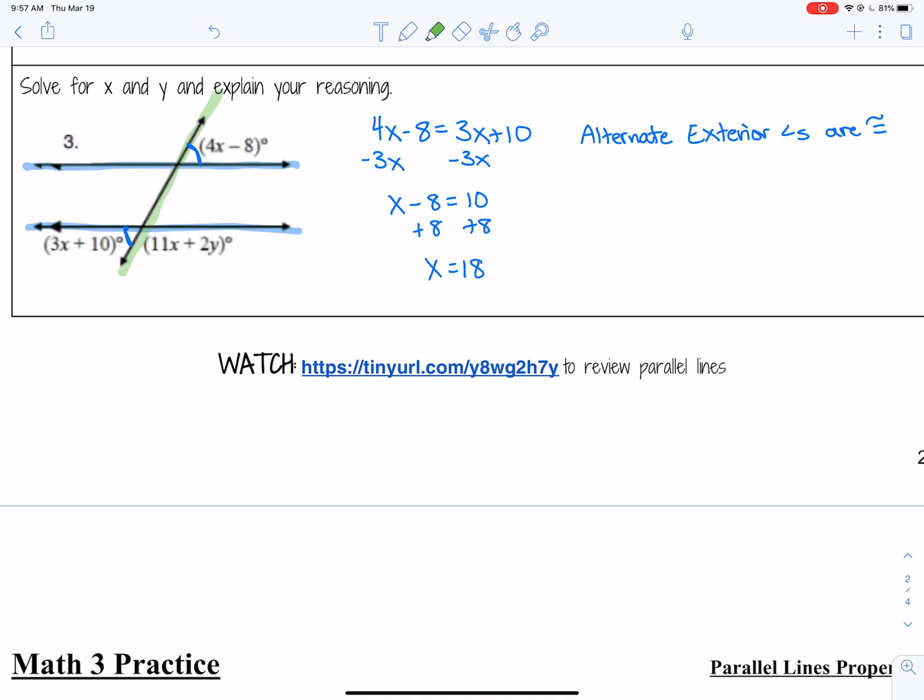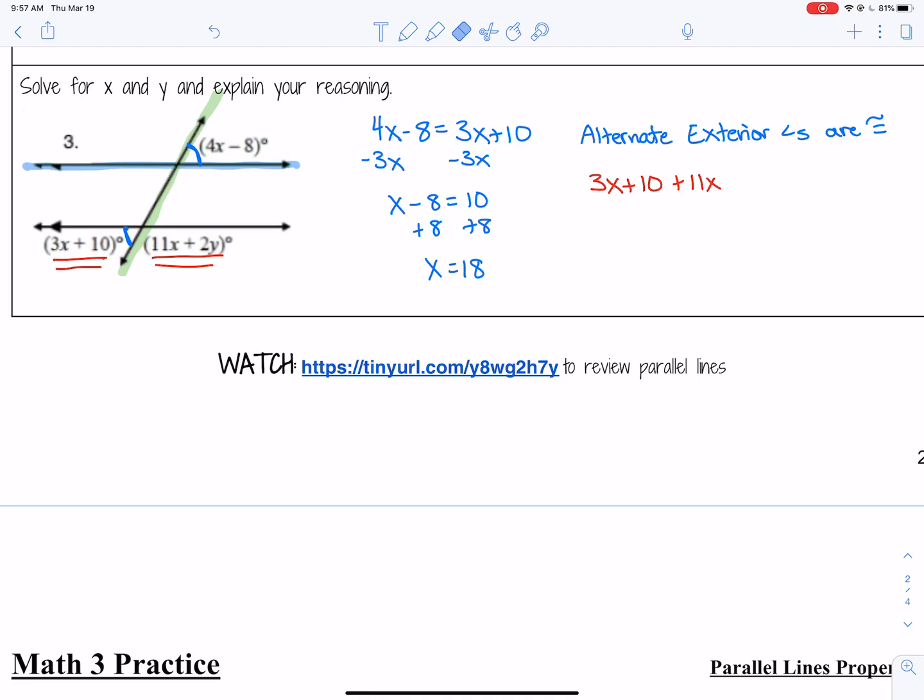So we can take a look at how y fits in this picture. So we have this angle that has a y included in it. And then the one right beside it, we now know what x equals, so that's going to help. These two form a straight line. So we know they are a linear pair. So I'm going to use that to help me solve for y. So let's say 3x plus 10 plus 11x.